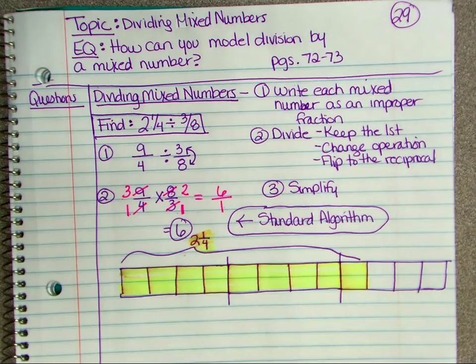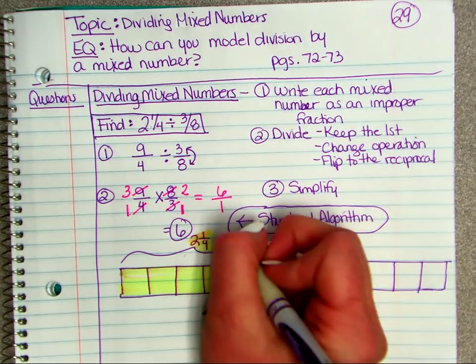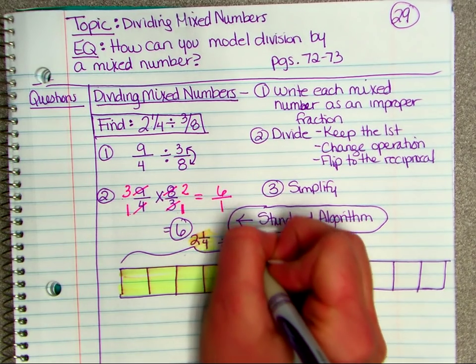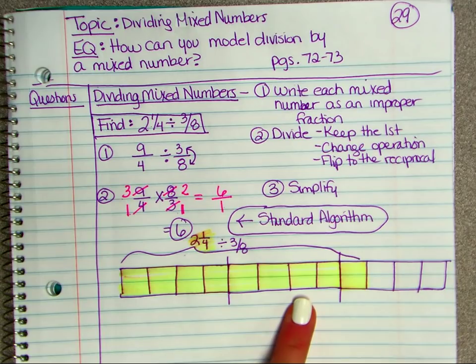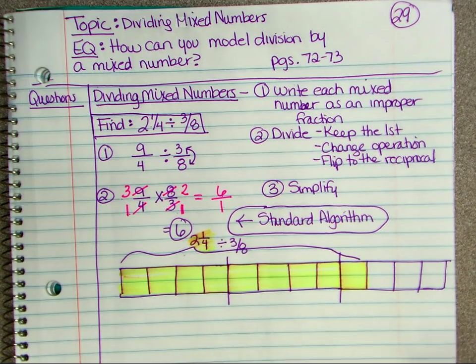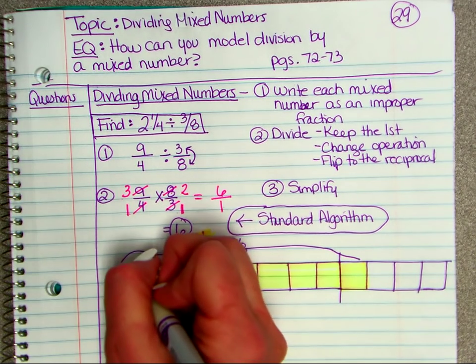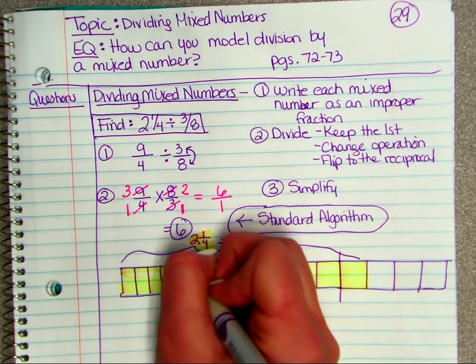So now what I'm going to do is divide this into 3/8, because we want to divide that by 3/8. So I've got to divide these sections into eighths. Well, if they're already in fourths, I know that if I divide a fourth in half, I'm going to get an eighth. So I can just take each of these pieces and divide them.